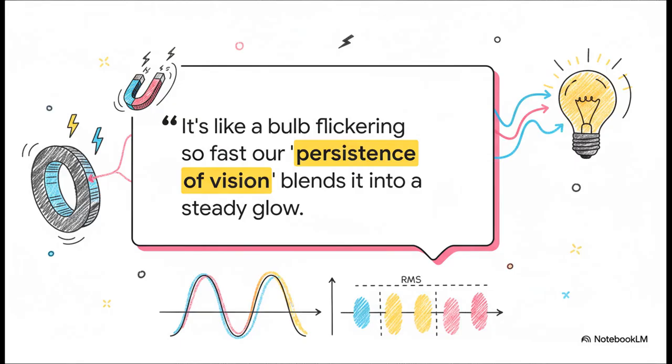So how do we even see this? Well, we don't. Get this. The electrons in the filament of a light bulb are actually stopping and reversing course 100 or 120 times every single second. It's flickering like crazy, but it's happening so incredibly fast, our brains literally can't process it. Our persistence of vision just blends it all together into a steady, constant glow.